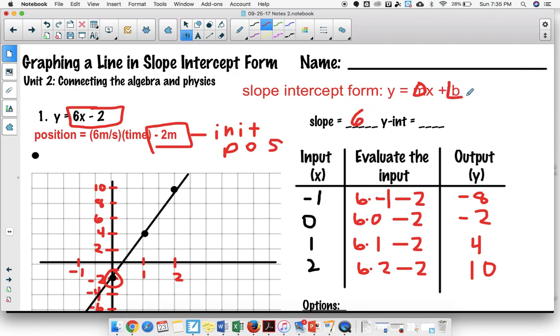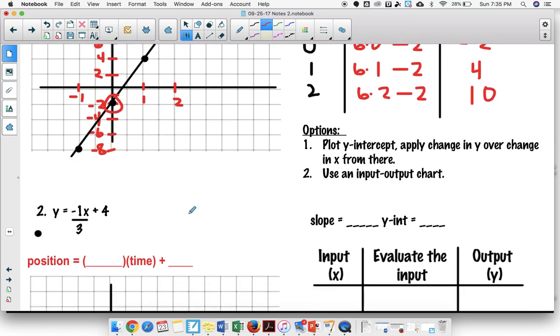The y-intercept is always the number you add or subtract. So in this case, the y-intercept is -2. And so you notice we started at -2 and our slope was 6, +6.